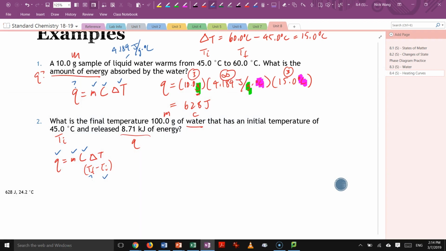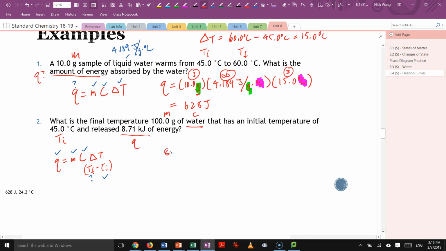So we need to solve for that final temperature right there. How do we do that? Well, let's plug in the numbers that we can into the formula. Remember that the units always have to be consistent when you plug them in. And what do you notice about the energy units? Well, it's in kilojoules, lowercase k. That's a prefix that we have to convert. So let's see how this works.